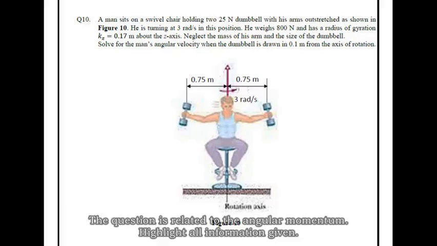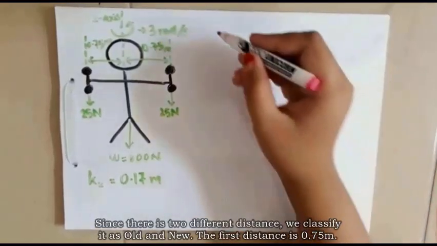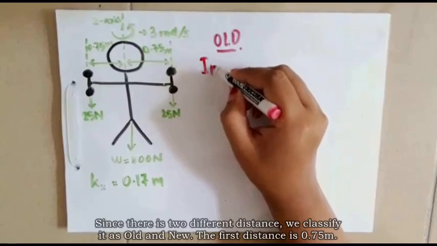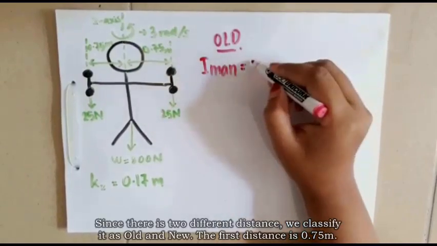The question is related to the angular momentum. Highlight all important information given. Since there are two different distances, we classify them as old and new. The first distance is 0.75 meter.